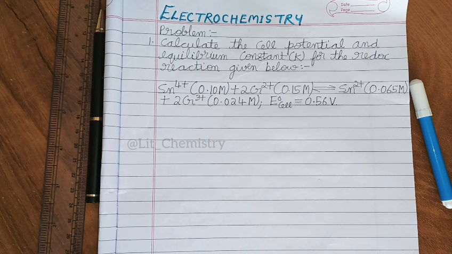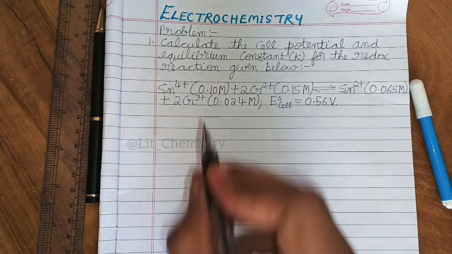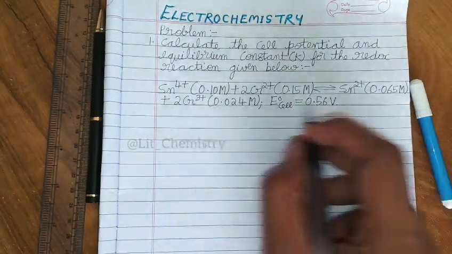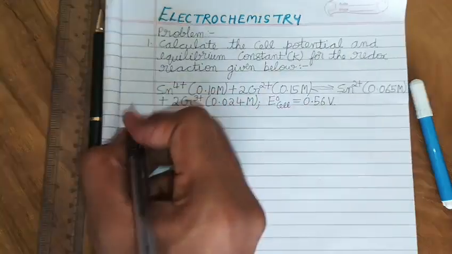So, today's topic is electrochemistry. We are going to solve a problem. Calculate the cell potential and equilibrium constant for the redox reaction given below. So, this is the redox reaction given. So, let's find the solution.